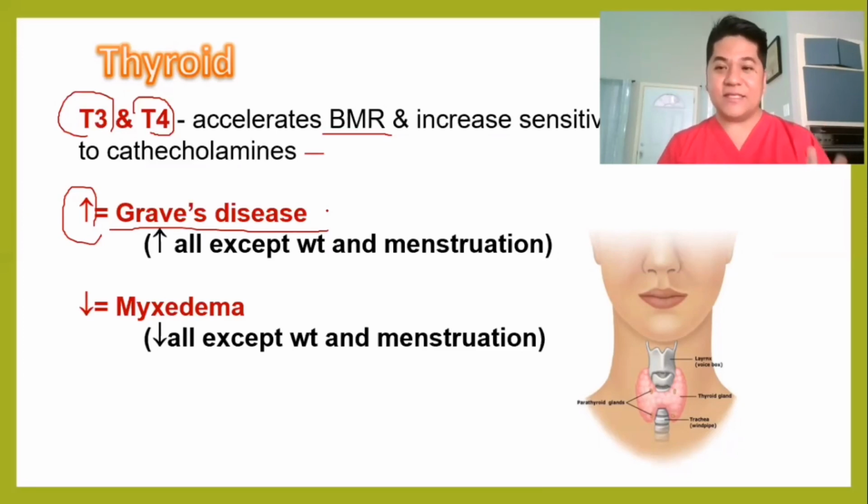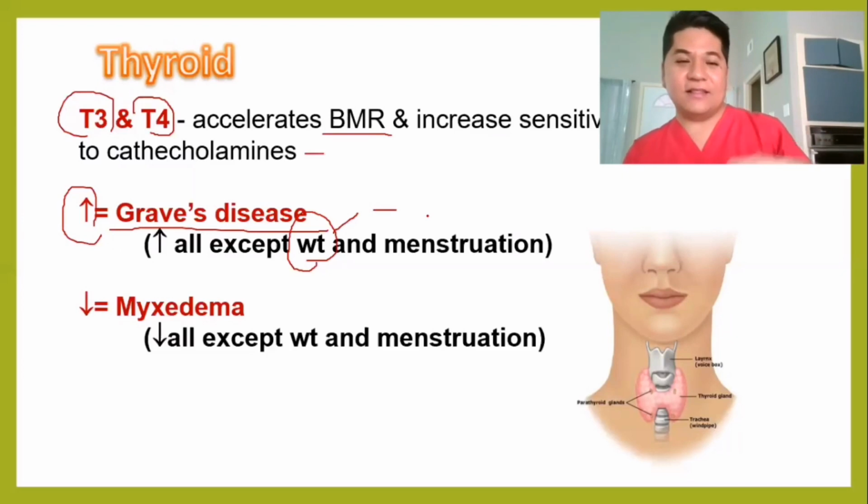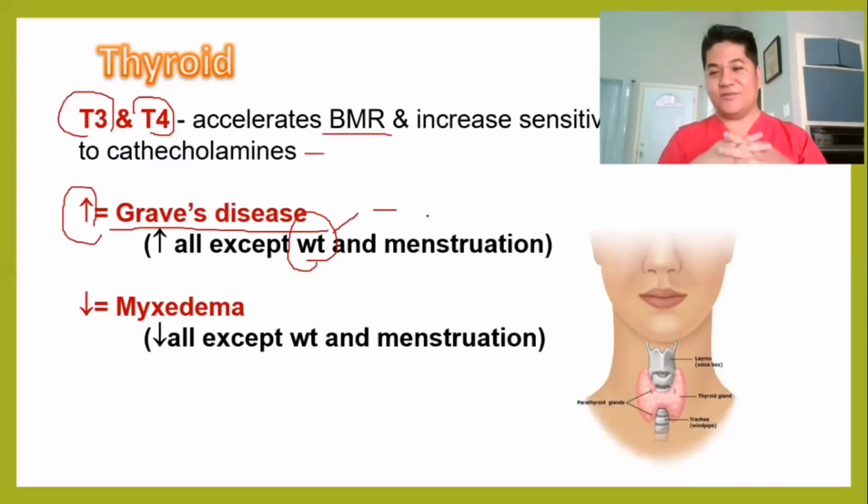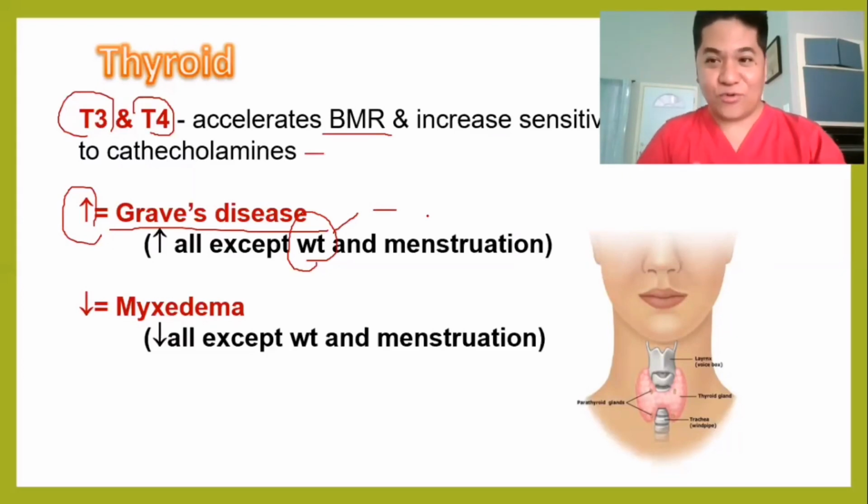So increased activity, all except for your weight and menstruation. It means when you have Graves' disease, you're very thin, okay, and you have bulging eyes. There are also risks for increasing the vital signs, as well as your risk for having the thyroid storm. So that's for Graves' disease.